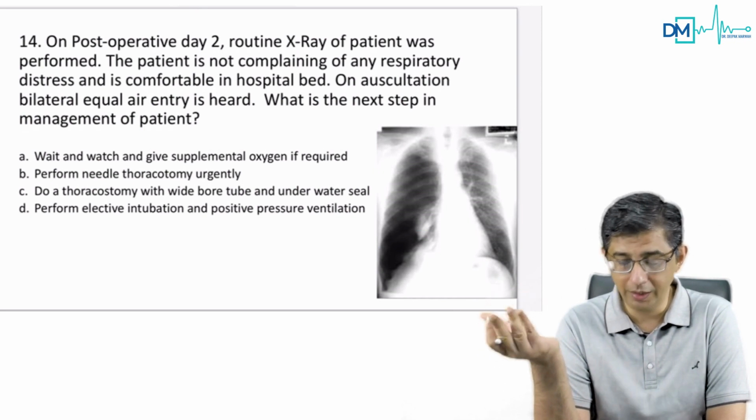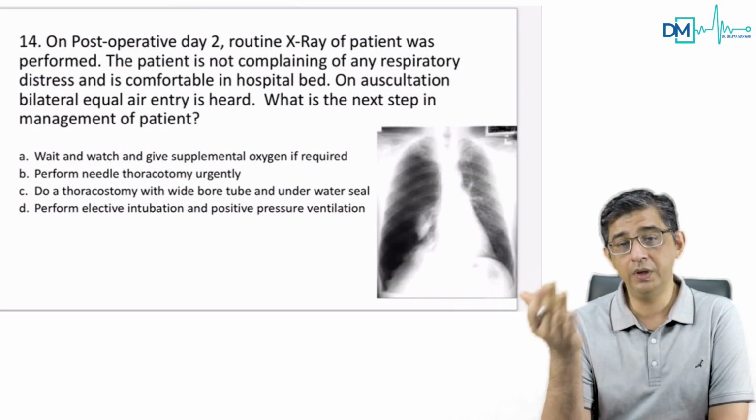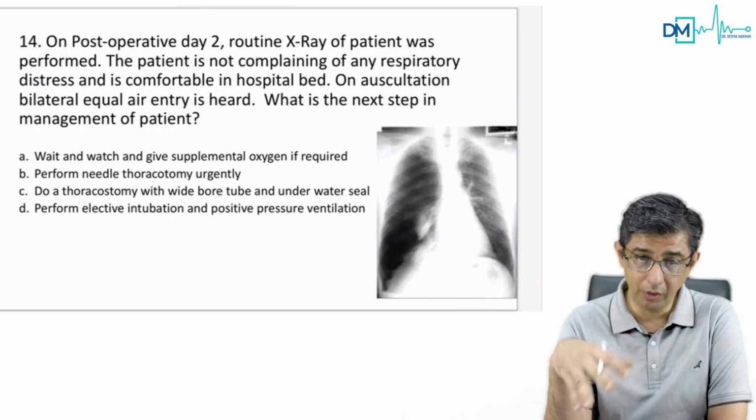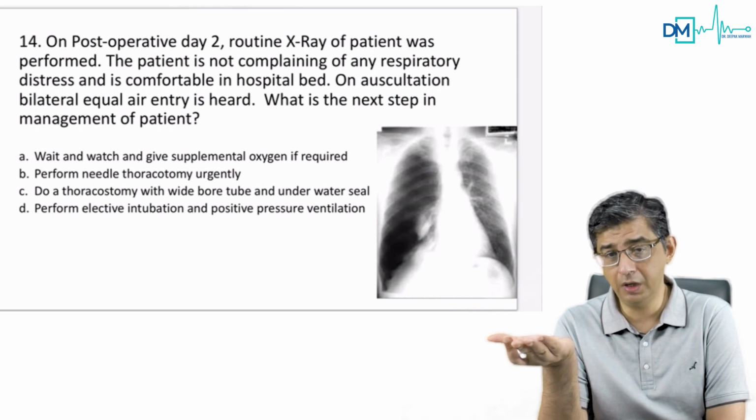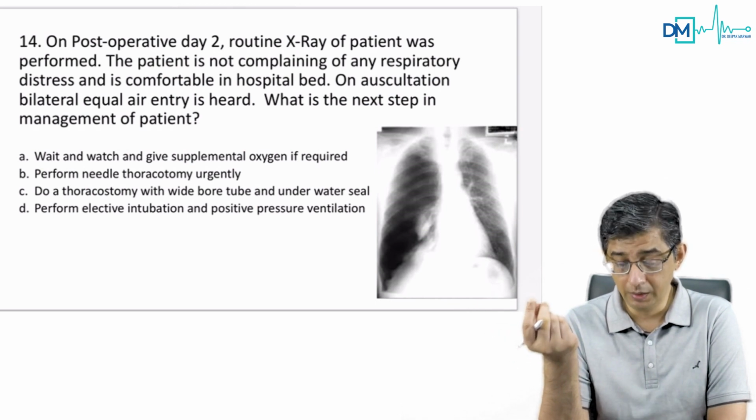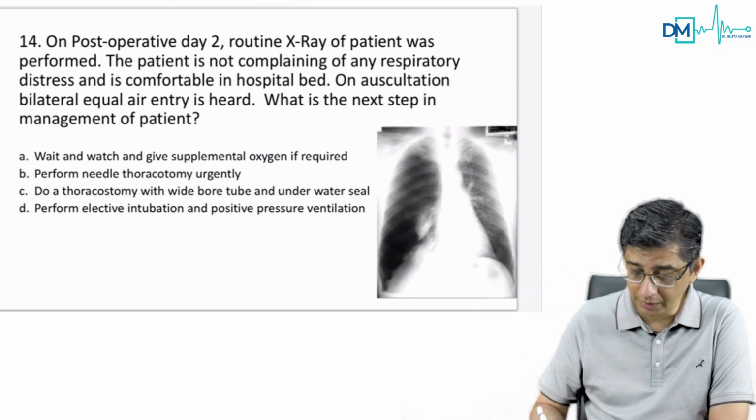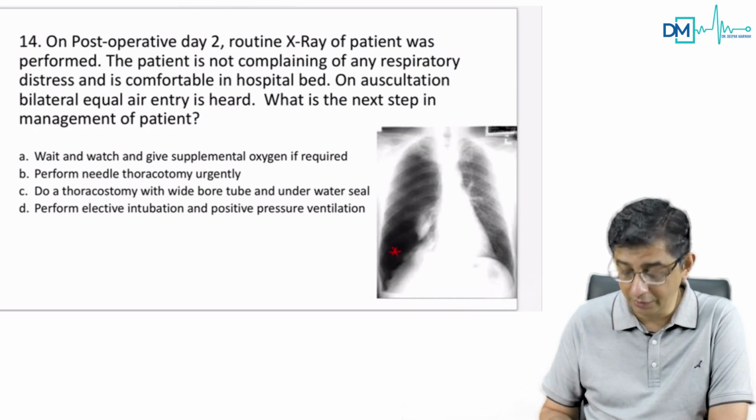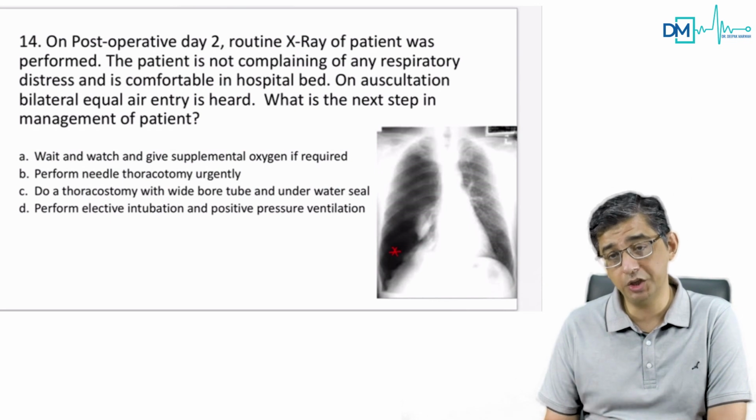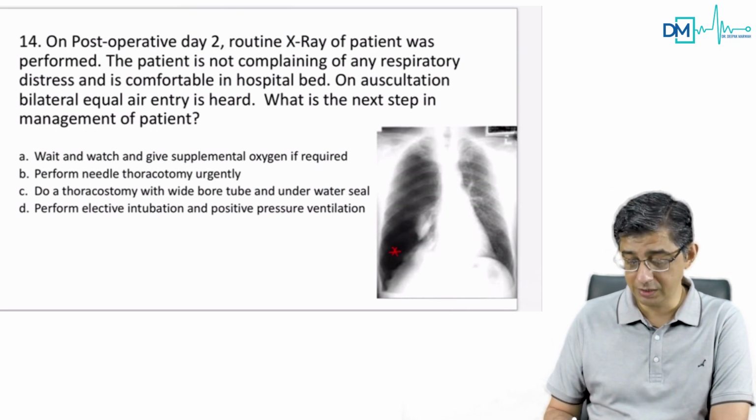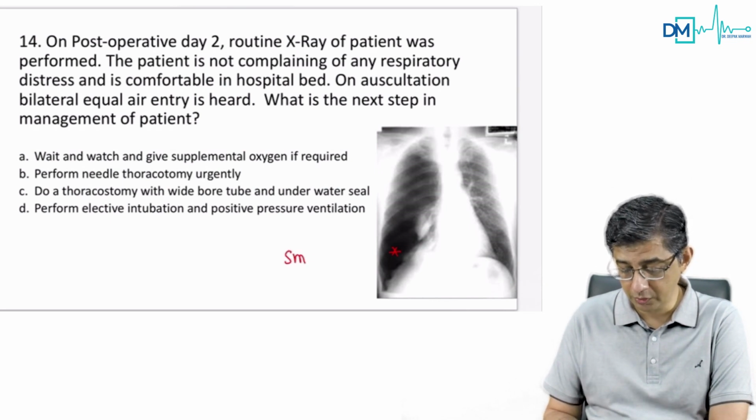Bilateral equal air entry is heard. You see, lots of times you might be on a post-op round, and you find the patient is very comfortable, and auscultation findings are also coming out normal, but the x-ray is showing a nasty finding. You can see a black area where there are no vascular shadows. So this guy is definitely having a small pneumothorax.